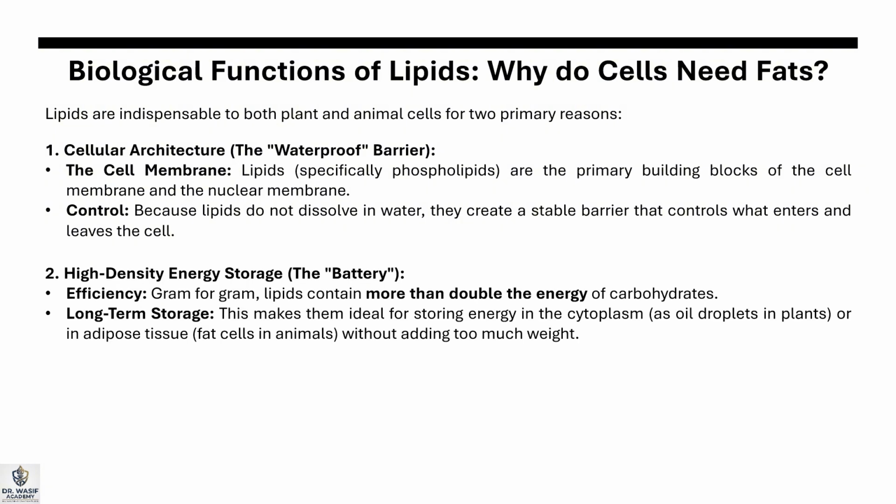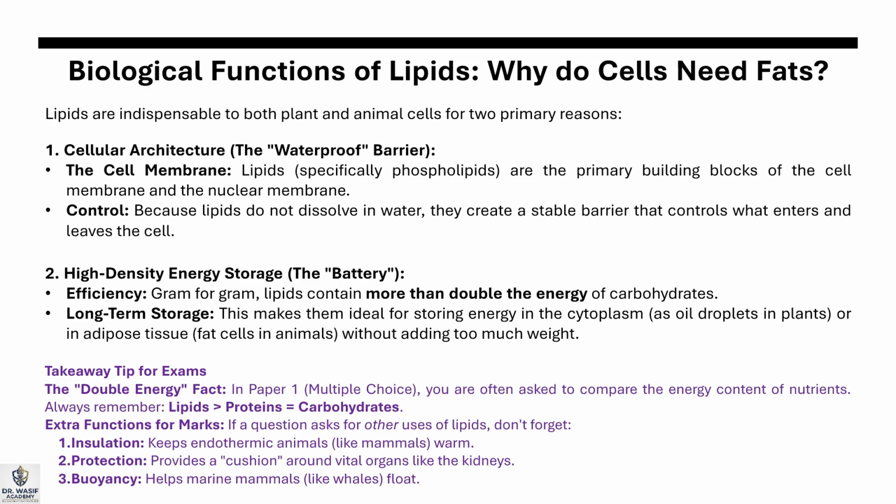Second one is energy storage. Think of lipids as a high-density battery. Gram for gram, lipids contain more than double the energy of carbohydrates. This is why plants store them as oil droplets and why animals store them in adipose tissue or fat cells. Okay, it is the most efficient way to carry a massive amount of energy without becoming too heavy to move.